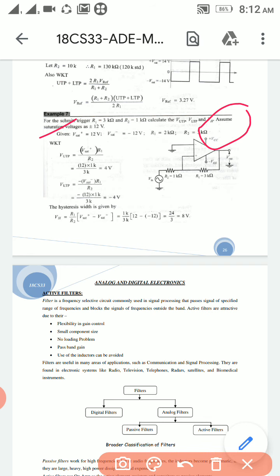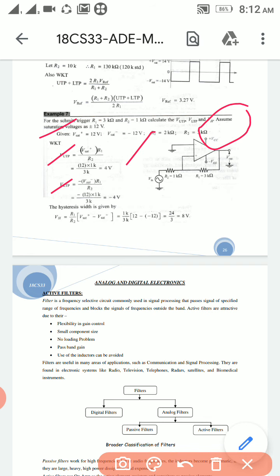So we know the formula of VLTP and VUTP. VUTP is equal to what? VSAT plus into R1 divided by R2. So substitute, we know R1, we know R2, and we know VSAT. Here VSAT plus is plus 12 volt, and VSAT minus is minus 12 volt. So R1, R2 values we know. Substitute and we'll get the value here.